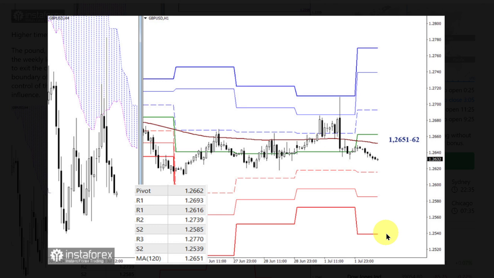The bulls will gain an advantage if the pound breaks the key levels of 1.2651 and 1.2662 and firmly consolidates above them. To support the upward movement, the targets will be the resistances of the classic pivot levels 1.2693, 1.2739 and 1.2770.